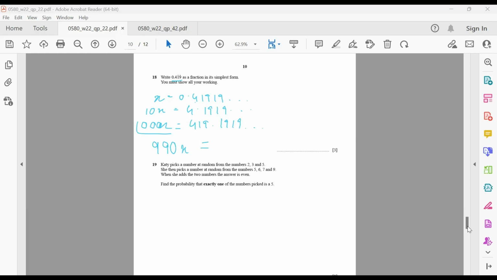Yeah. So when you do 1000x minus 10x, that will give you 990x is equal to, then you subtract 4.19 from 419.19, which will give you 415. Therefore, x is equal to 415 upon 990. I think this will simplify. Let me just try. And yes, it does simplify to 83 upon 198. And that's your final answer.